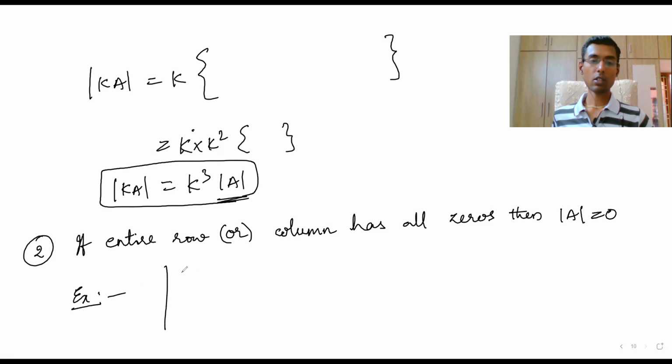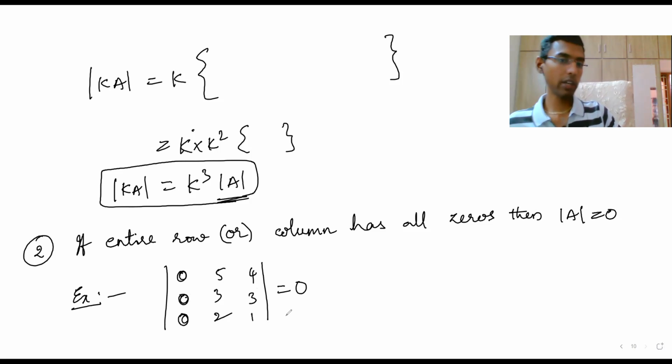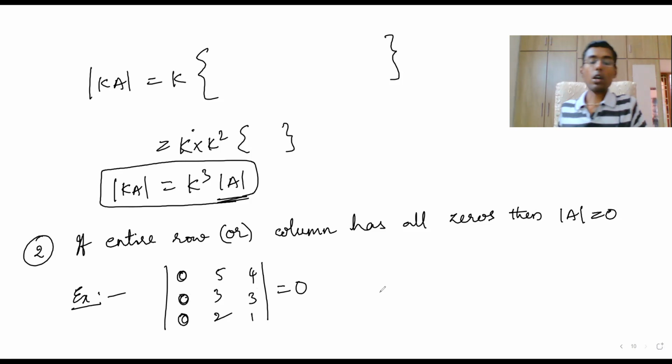Like this, 0, 0, 0, 5, 3, 2, 4, 3, 1, whatever. This determinant is 0. Entire column is 0. That means you are expanding with respect to it: 0 into its cofactor, 0; 0 into its cofactor, 0; 0 into its cofactor, 0. You understand, any row or any column. If entire row or column has all zeros, then determinant is 0. Hope you understand this. Any row or any column.